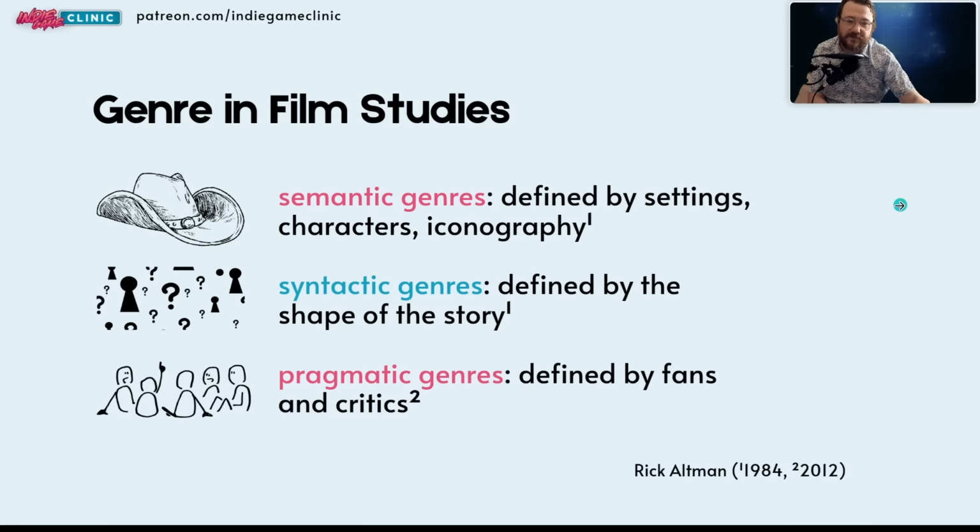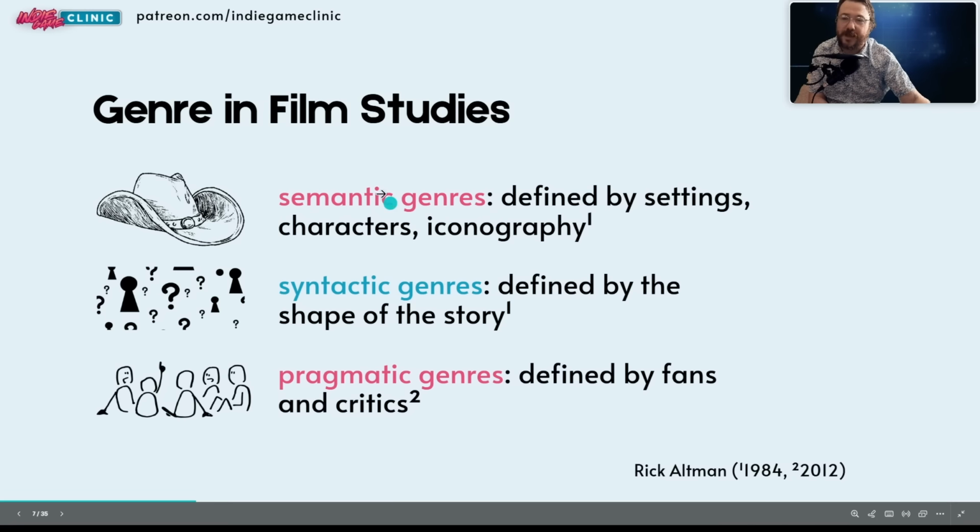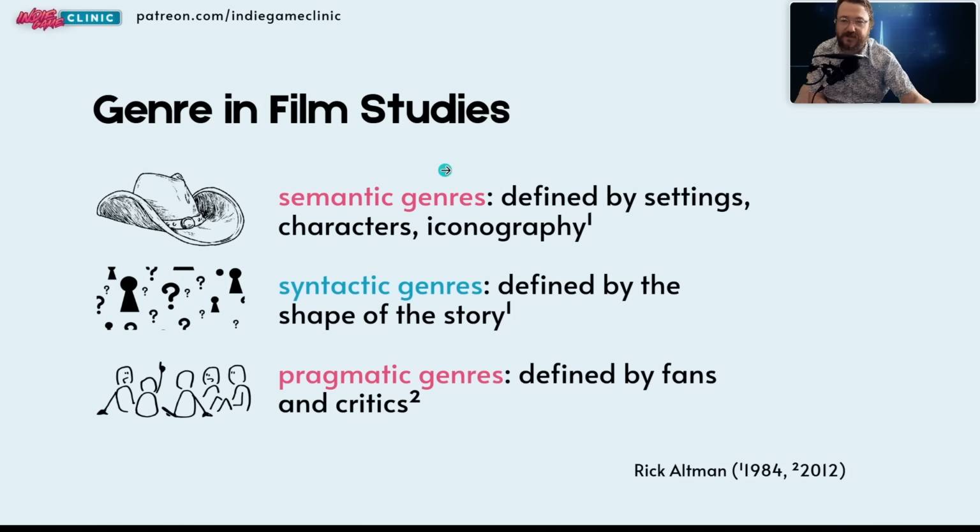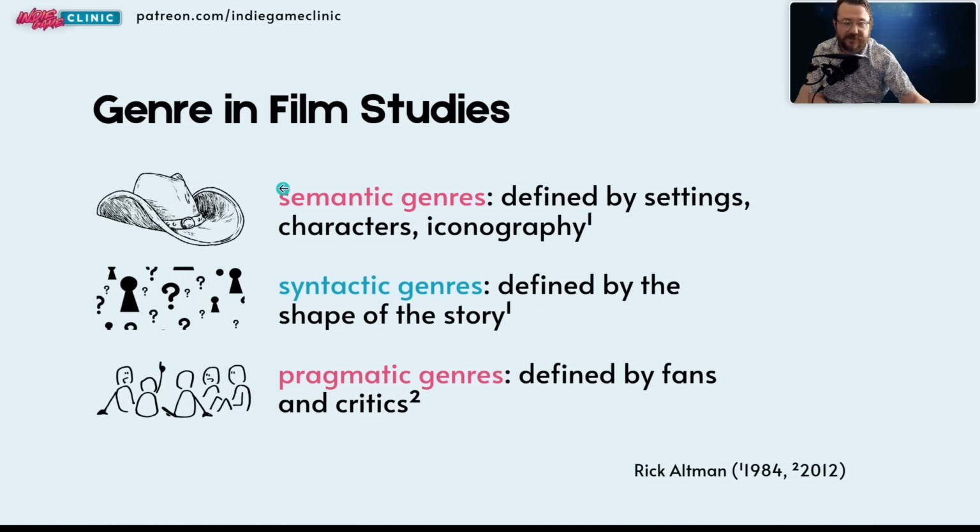In film studies, we've had people theorizing about this for decades. So Rick Altman gave us these top two types of genre. A semantic genre is a genre of film where we can identify it by seeing the things in the film. We see the characters, what they're wearing, where the film is set, and we say, oh, that's a Western because it's in a desert and someone's wearing a cowboy hat. So that would be a semantic genre, a genre that is defined by its individual parts that you can see.